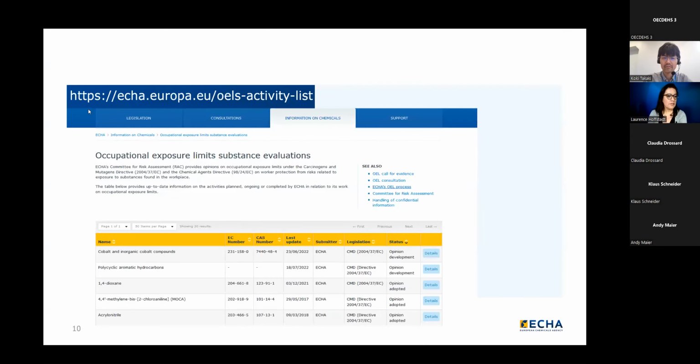So this is a snapshot of our website, where for all substances for which we have started or completed an evaluation, you can see the status. And there are 3 main statuses: whether we are preparing the dossiers, meaning the reports, the opinion development, or when the RAC has adopted the decision, then it's mentioned as opinion adopted. So this is for transparency and communication, keeping our stakeholders aware of our activity.